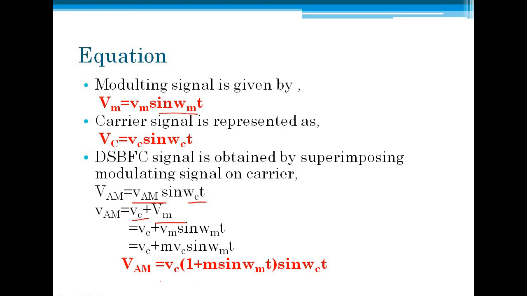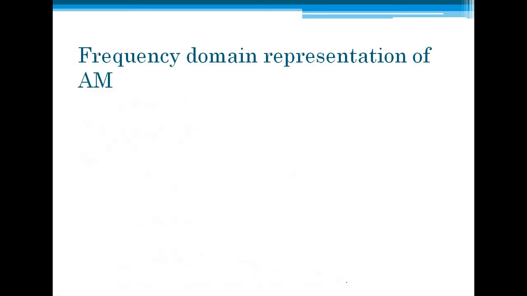So this comes out to be the representation of an amplitude modulated signal. It is given by Vc, where Vc is the peak to peak voltage, 1 plus m is the modulation index, sine omega mt is the frequency of the modulating signal, and sine omega ct is the representation of the carrier signal. So this is the final equation of an amplitude modulated signal, that is a DSB FC signal only.